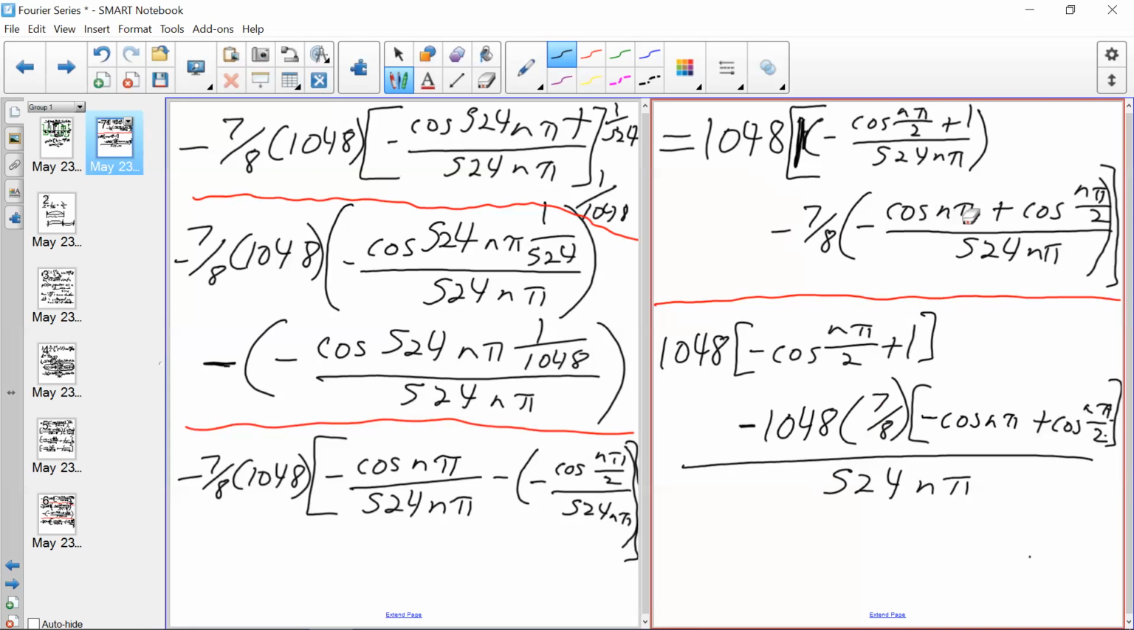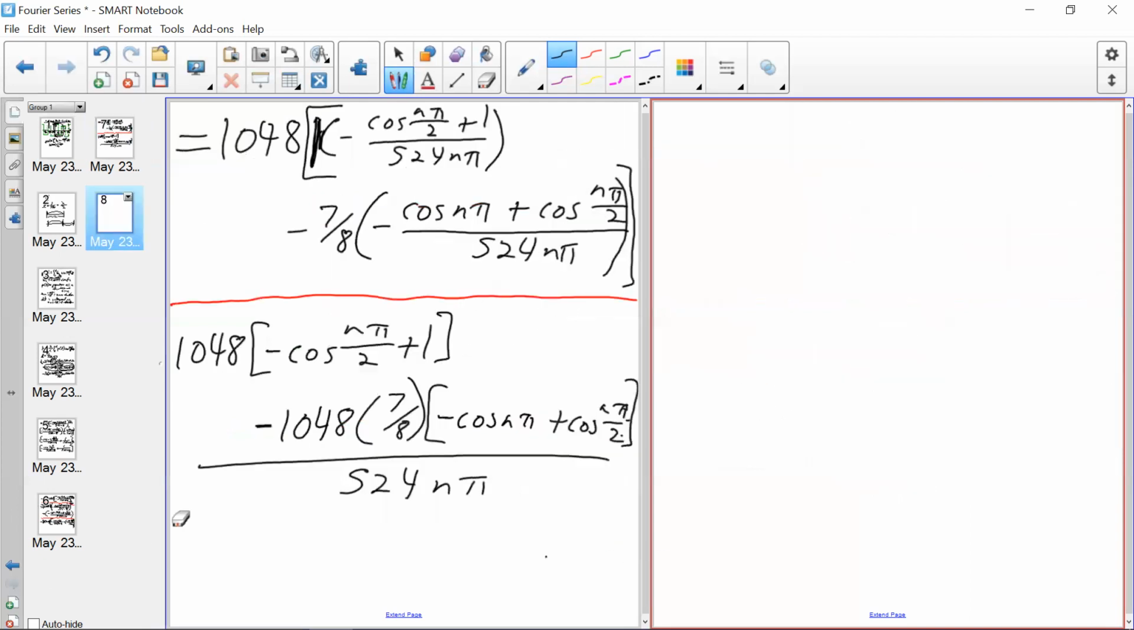So I just kept the minus signs here, the minus cosine n pi, and we see the minus cosine n pi here, and the plus cosine n pi over 2, plus cosine n pi over 2. And so now I'll be able to distribute it a little bit clearer to show you how I'm going to get the next result. So I just kept the signs and multiplied everything by 1048. Okay, so now just to continue to distribute the terms.